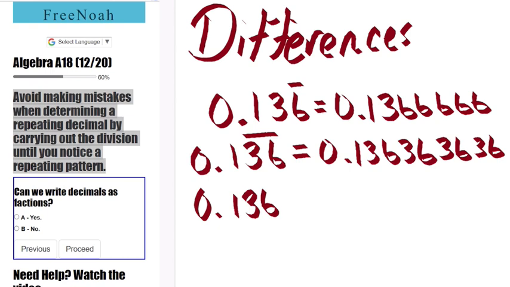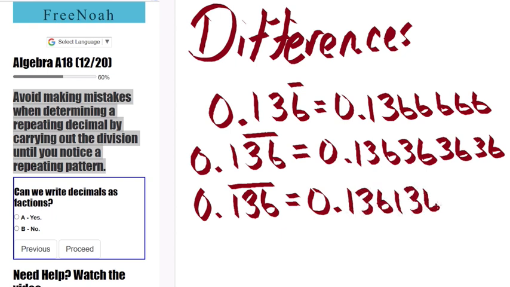And for our last example here, let's go ahead and cover all 3 digits, 136. All right, so we have 0.136136.